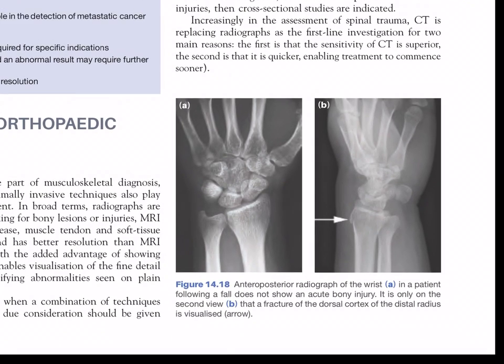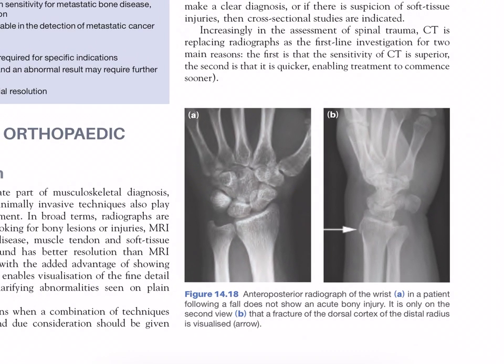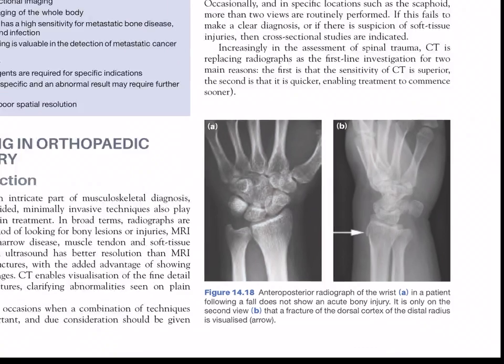Figure 14.18: Anterior posterior radiograph of wrist. The first image, A, in a patient following a fall, does not show an acute bony injury. It is only on the second view that a fracture of the dorsal cortex of the distal radius is visualized. So this is the reason why we take images at two angles at 90 degrees.